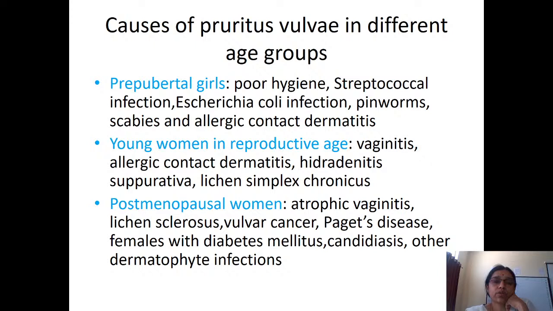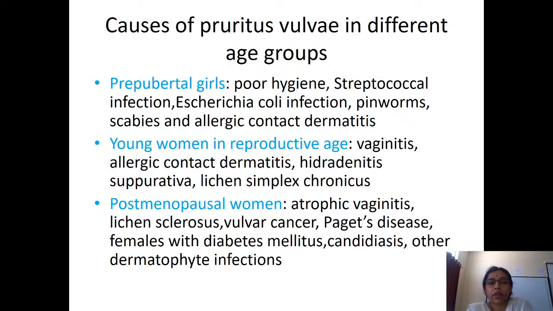So coming to the causes of pruritus vulvae in different age groups. We need to think of specific causes depending upon the age group. If it is a prepubertal girl who is coming to us with this complaint, we should think that it is because of poor hygiene, or it could be because of streptococcal infections or E. coli infections. And most of these girls are more prone to infestations as well, especially pinworms or even scabies. And it could be even because of allergic contact dermatitis because of the usage of certain products.